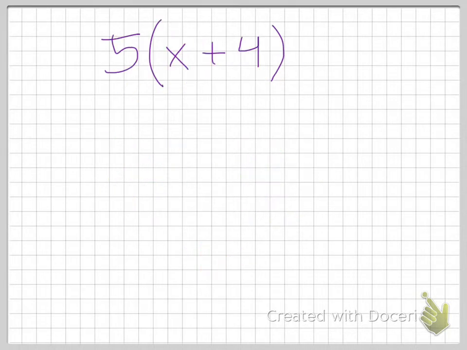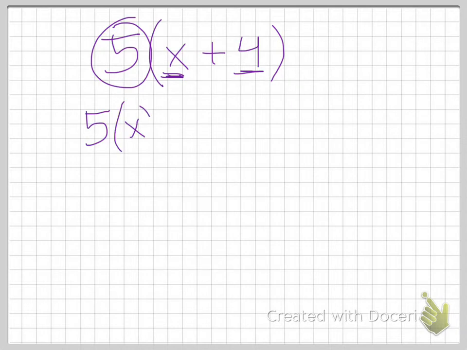Now what we did this semester is we said, well, what if instead of 2 numbers, one of my numbers is still unknown? The same thing applies where this first number gets multiplied by both pieces. We end up with 5 times x plus 5 times 4. And this can be seen with the algebra tiles that you build.